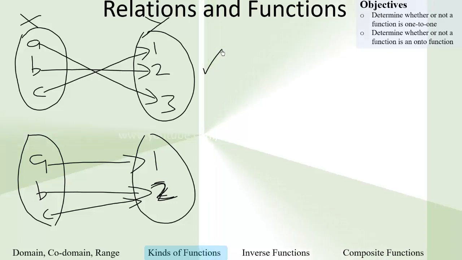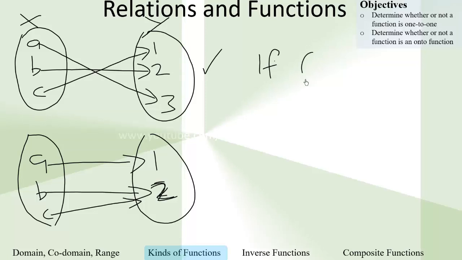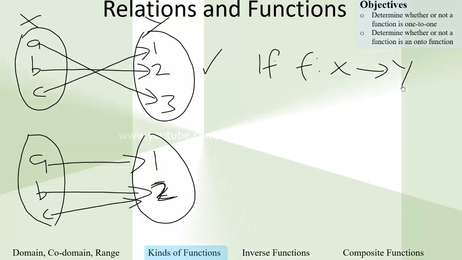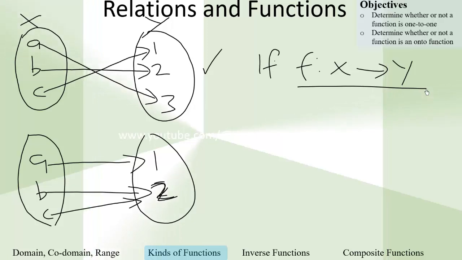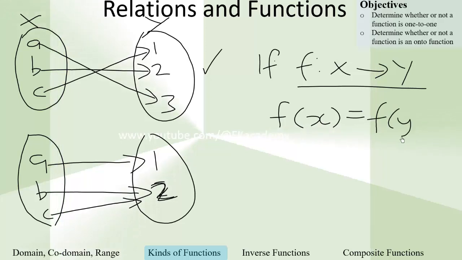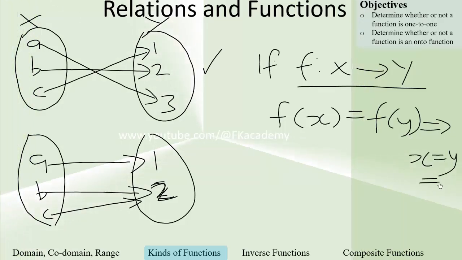Mathematically, we say that if f is such that x maps onto y, and if this function is a one-to-one function, then f of x will be equal to f of y, and this implies that x is equal to y. So if you get this conclusion from this, then the function is a one-to-one function.